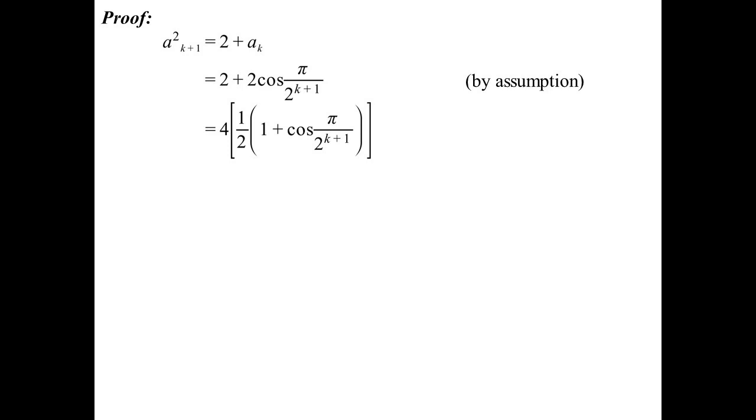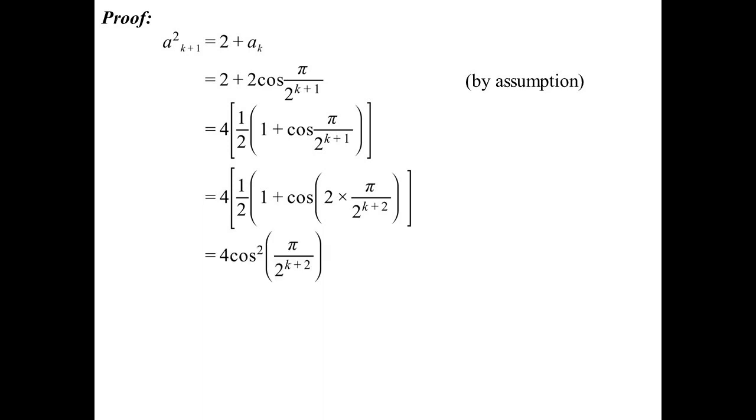Now I'm going to use double angle results. So 2 plus 2 cos(pi on 2^(k+1)) is actually the same as saying 4 times a half of 1 plus cos(pi on 2^(k+1)), because that a half I could rewrite now to make it more obvious: 2 times pi on 2^(k+2). In other words, that becomes cos squared. Okay, this is our double angle result rewritten. So it becomes 4 cos squared(pi over 2^(k+2)).